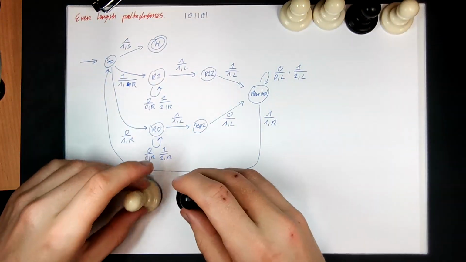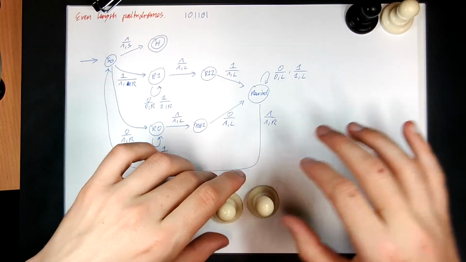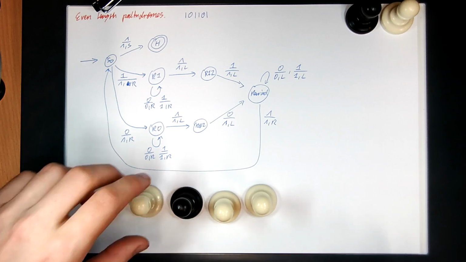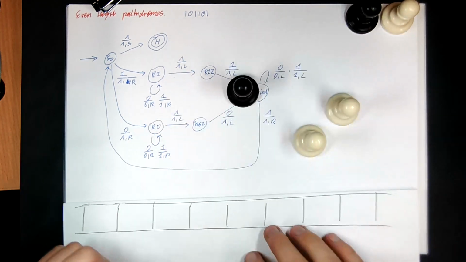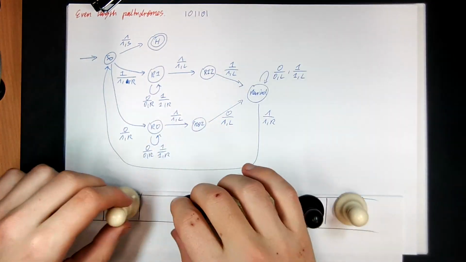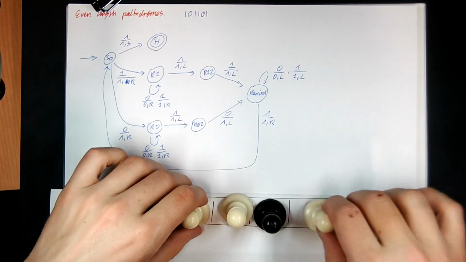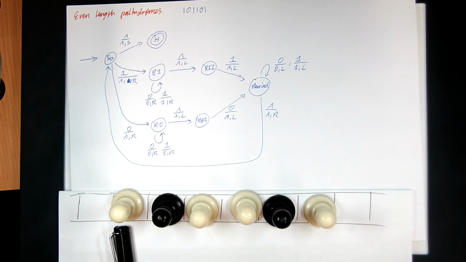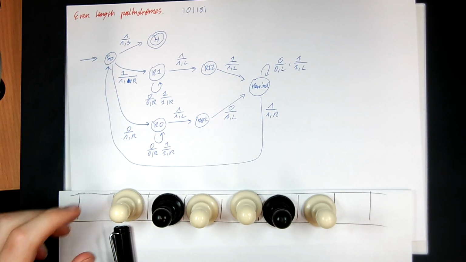So 1, 0, 1, 1. Oh, let me get my little tape so we can line everything up nice and neat. Here it is: 1, 0, 1, 1, 0, 1. Now we'll shift it all over. Okay, so we start on the left-hand side like we usually do. So see a 1, write a blank, move right.